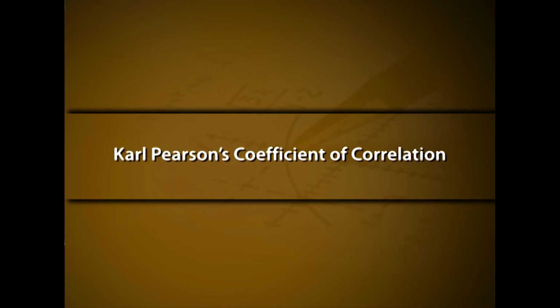Karl Pearson's coefficient of correlation. If there is a linear relation between the variables x and y, the degree of linear relation is measured by the coefficient of correlation. If all the given (xi, yi) points almost satisfy a linear relation, then we say that there is a high degree of linear relation between the variables.